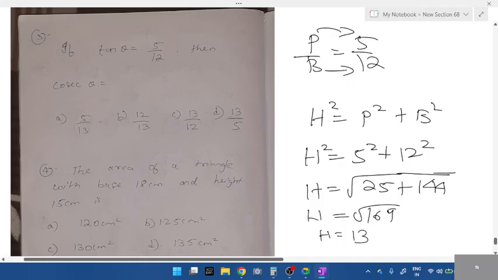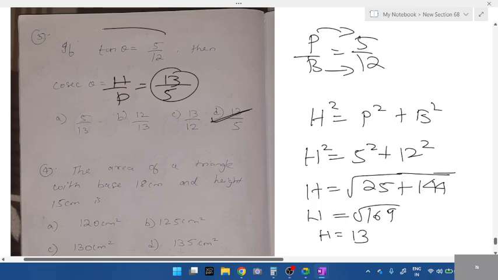So what is cosec theta? Hypotenuse by perpendicular. What is the hypotenuse value? What is the perpendicular? Which option? Option D. 13 by 5.